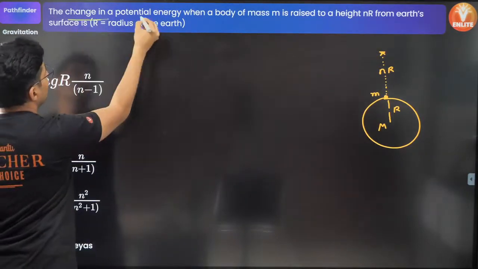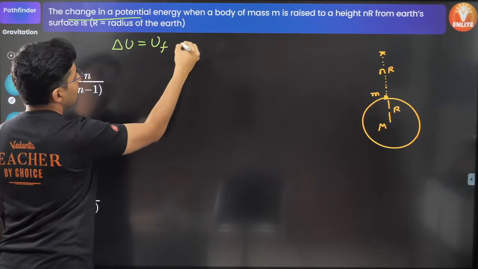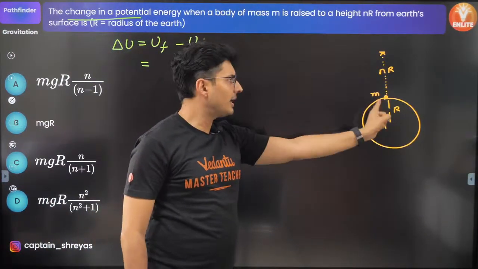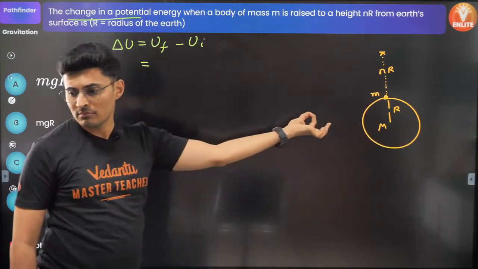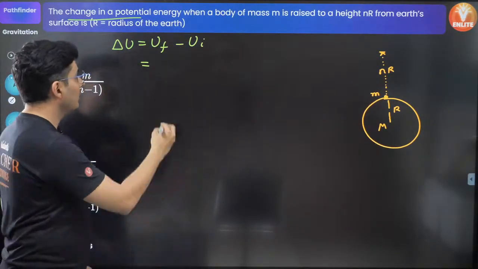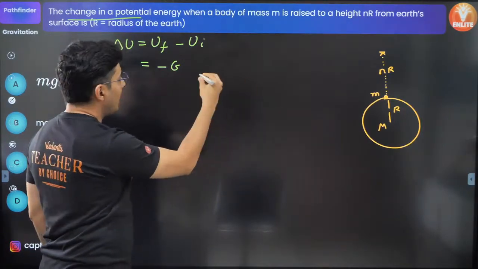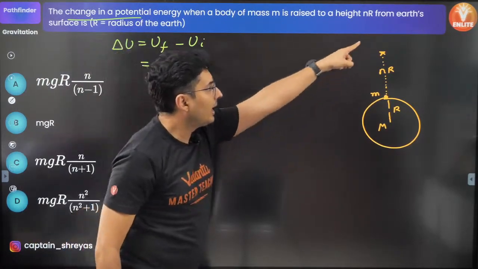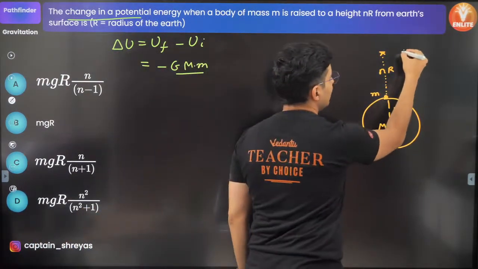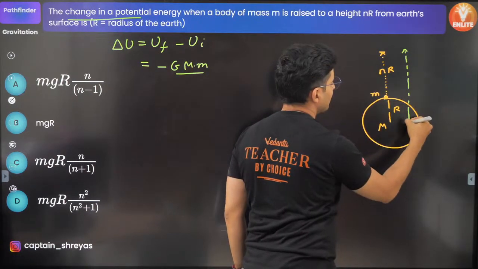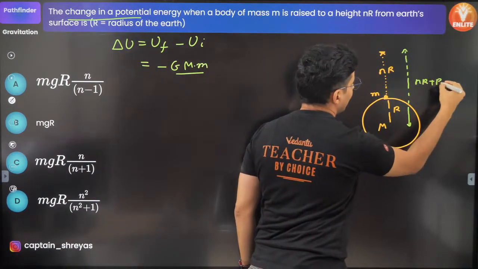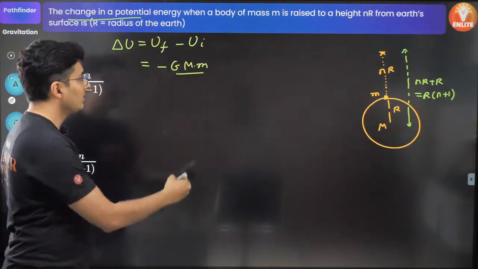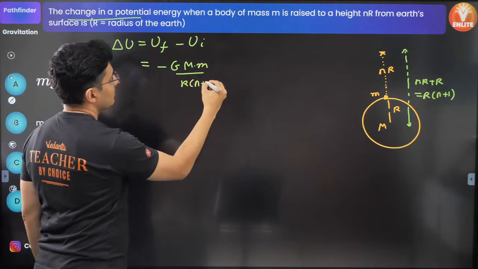Okay, so change in the potential energy means delta U, which is final minus initial. Final means when you are here. When you are here, this entire object behaves like a point mass. So it will be minus G, mass of the Earth, into mass of that object divided by the entire distance. Be careful, this is the entire distance, which is nR plus R, which is R common into n plus 1. Total distance from the center, that will be R into n plus 1.